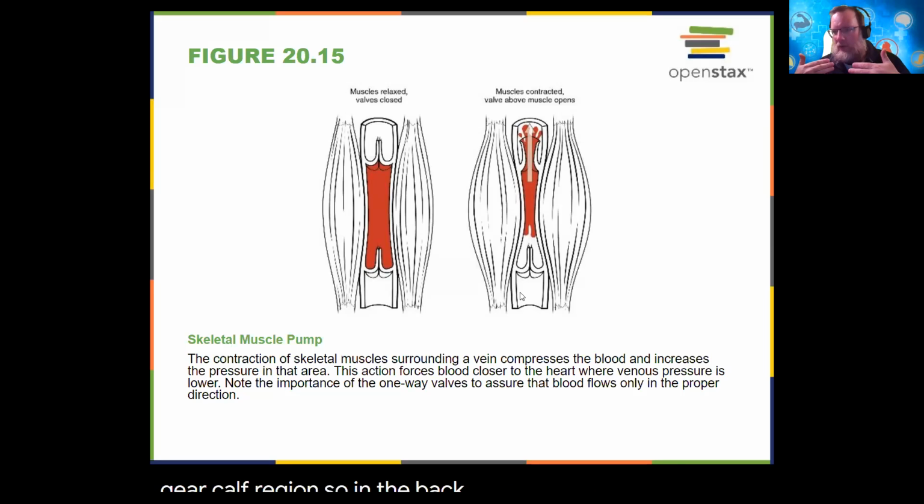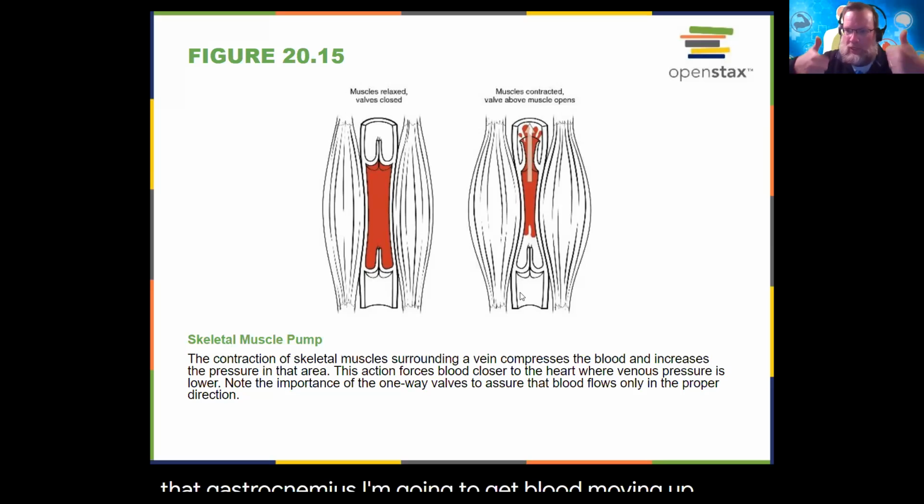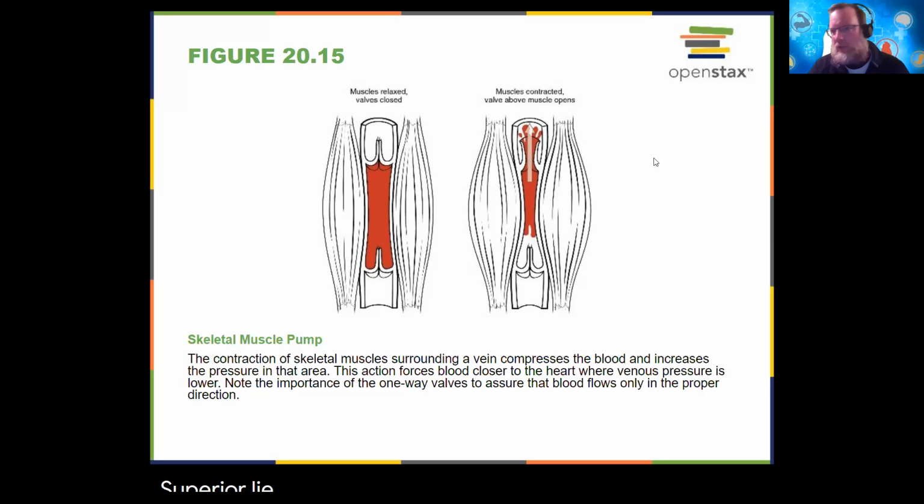So in the back of your lower leg, posterior lower leg, you've got the flat soleus muscle, and then you've got the gastrocnemius right over top of it. Well, running right through it, I do have a little visual aid. You've got a vein running right in between them. So every time I contract that gastrocnemius, I'm going to get blood moving superiorly. And again, these valves are going to help prevent backflow. This goes back to the sedentary lifestyle being a bad idea.